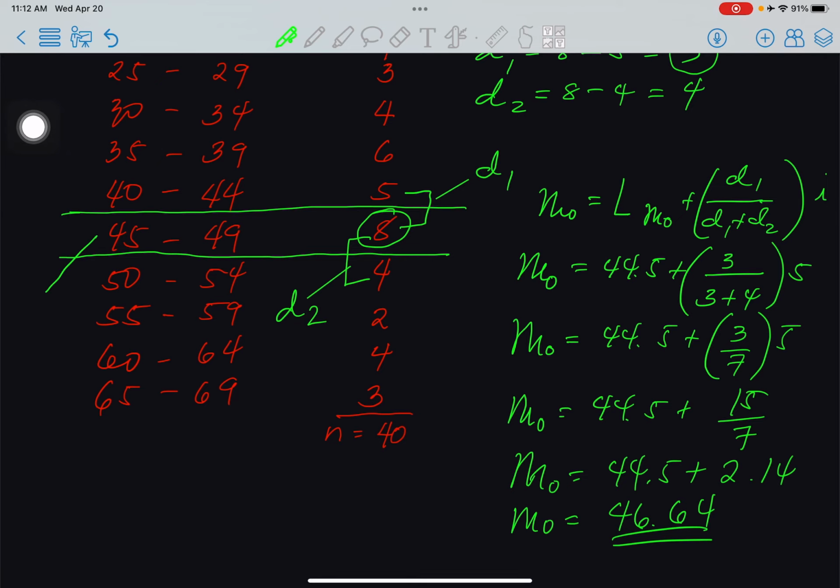So let us go to our modal class. This is our modal class, and it ranges from 45 to 49. We can find 46.64 within the class interval where your modal class belongs. So these are the steps in determining your mode using grouped data distribution.